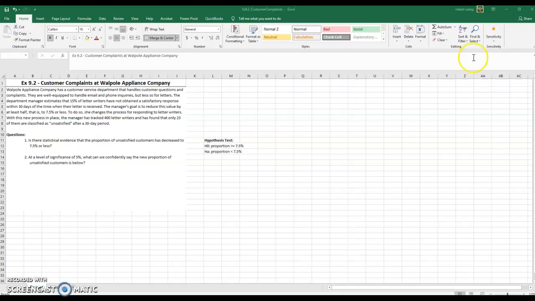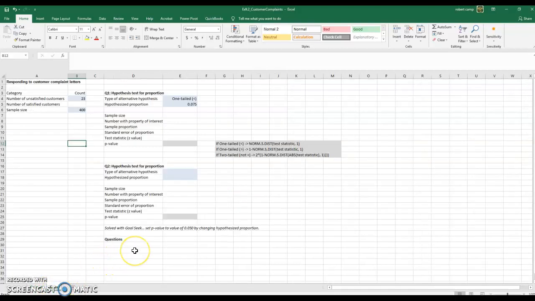So we're going to be testing our hypothesis. The null hypothesis, the status quo, says that the proportion of people that are unhappy is greater than or equal to 7.5%, and our alternative hypothesis is that it's going to be less than 7.5%. Okay, so let's go into our data.